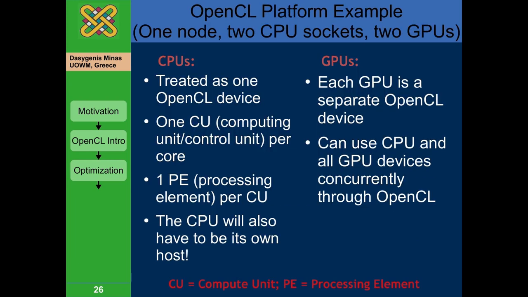Let's see an example here. If we have a CPU, which is one OpenCL device, no matter how many cores it has, it is one device. This device has computing units or control units per core, and we can assume that we have one processing element per computing unit. So we have one device and multiple processing elements. Concerning GPUs, a GPU is also a separate OpenCL device, and as I said before, we can use the CPU and all GPU devices concurrently through OpenCL with the same code. Concerning the GPU, we may have a different number of processing elements, and it all depends on the model of the card.